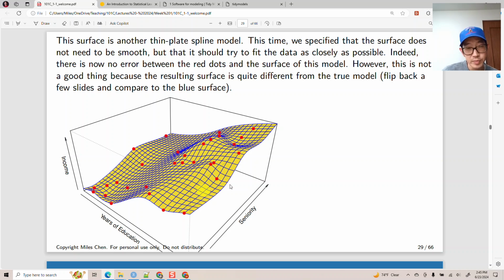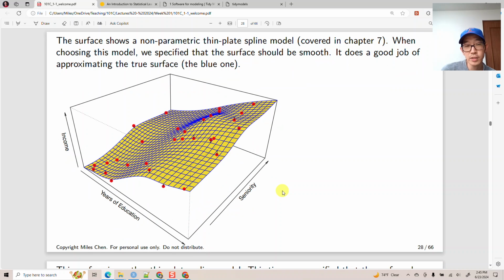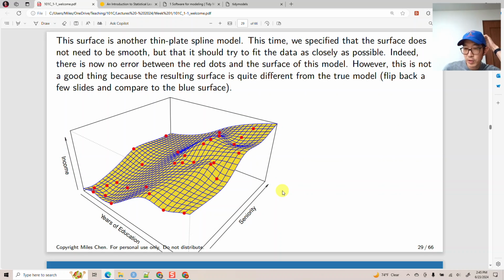This one is another thin plate spline model, and here, when we specified the model, we said, hey, don't worry about it being smooth. Just really minimize the errors as much as possible. The surface should fit the data as closely as possible.